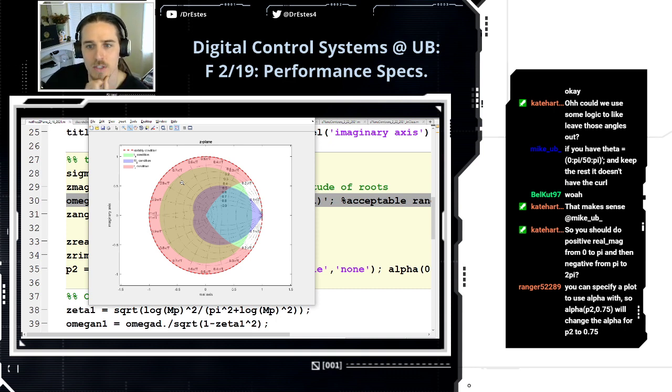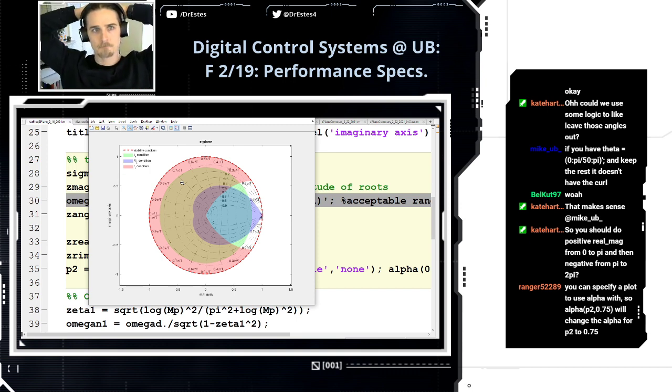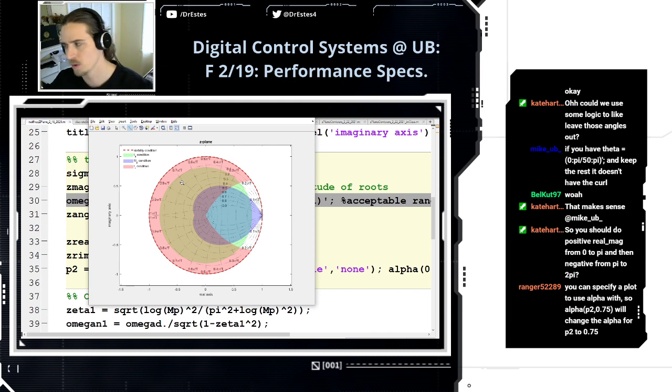You can specify a plot to use alpha with alpha 0.7. Oh, and that'll just change it for that specific one. So you should do positive real mag from 0 to pi, and then negative from pi to 2 pi. So we can fix it using that, but then I also want to have a good explanation for why we're restricting the angle in that way. That's what I need for next time.